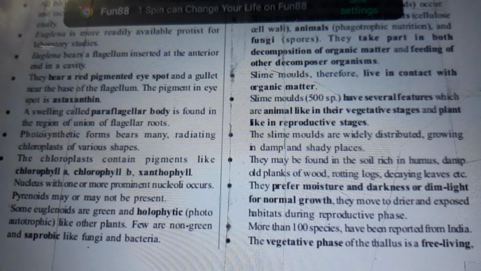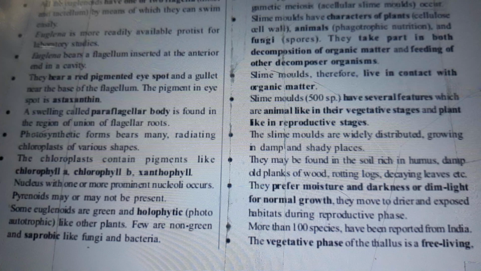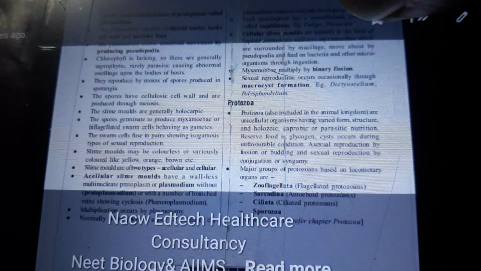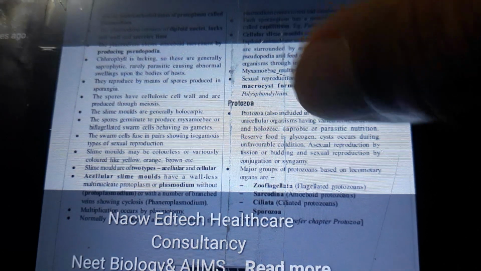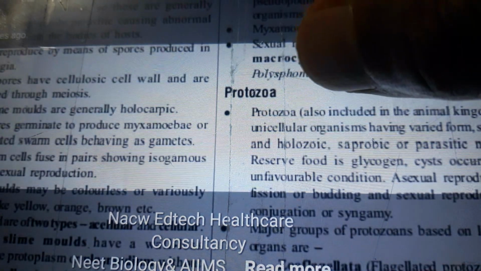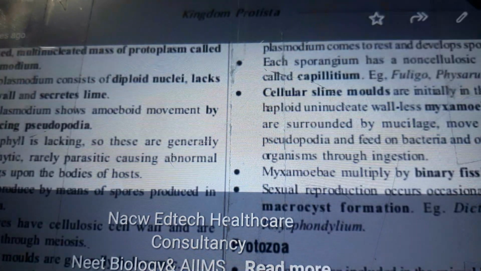They prefer moisture and darkness or dim light for normal growth. They move to drier and exposed habitats during the reproductive phase. More than 100 species have been reported from India. The vegetative phase of the thallus is a free living type, which is a naked multinucleated mass of protoplasm called plasmodium.